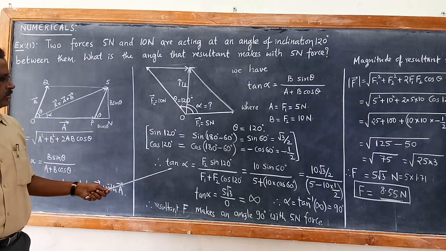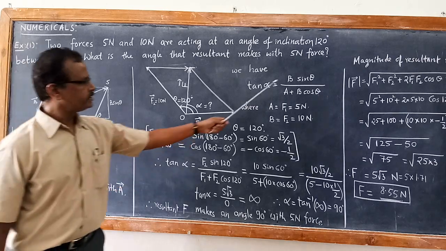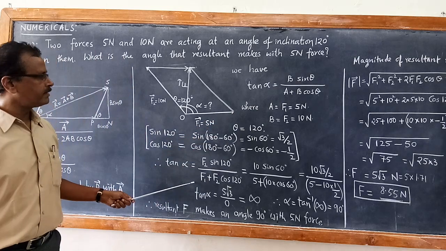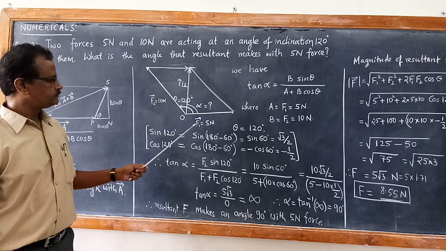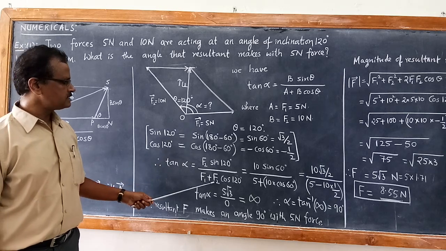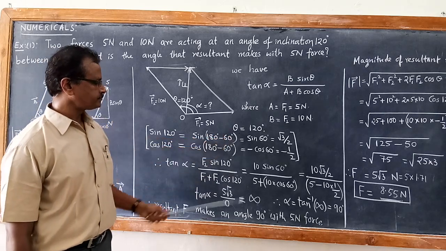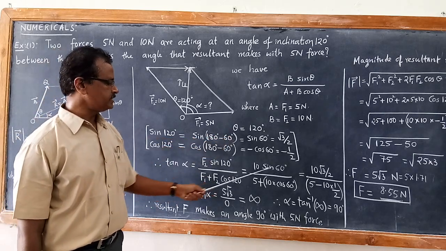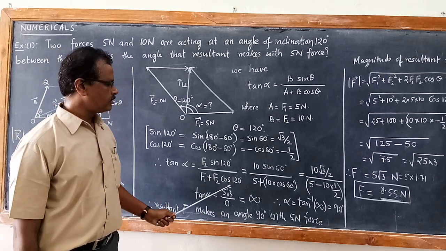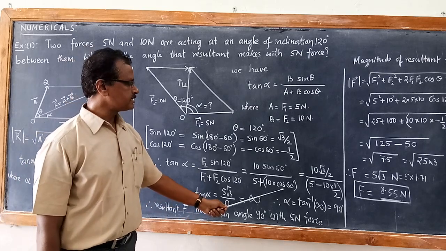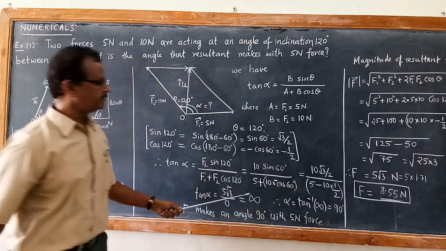Therefore, I am going to write now. I have written tan alpha equal to F2 sin 120 divided by F1 plus F2 cos 120. So substitute the values of F1 and F2: 10 sin 60 divided by 5 plus 10 into cos 120, which is minus cos 60.